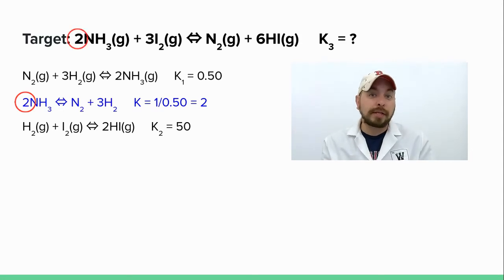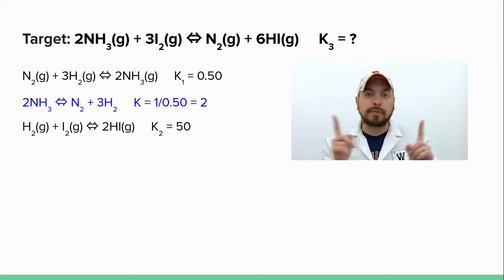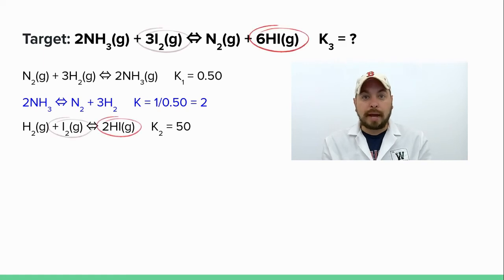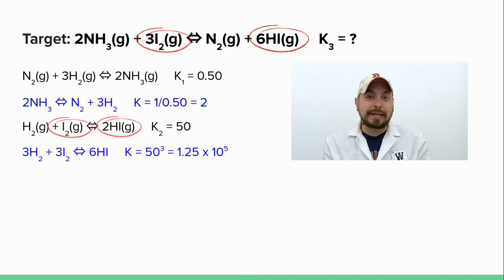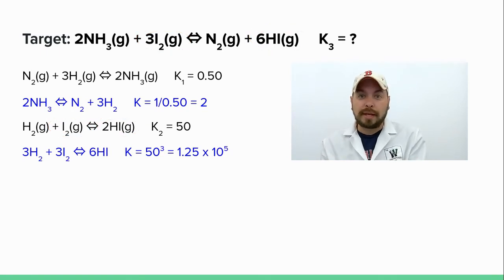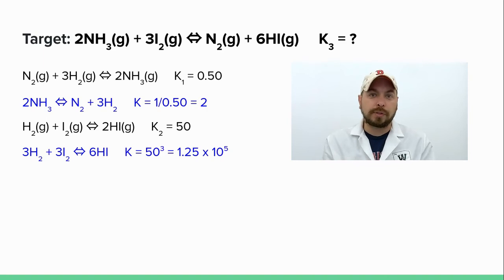So I don't need to manipulate the coefficient at all. All I'm going to do is take the reciprocal of the K value, and the reason is because, again, all I did was flip the reaction. Now, when I look at the second elementary step, I notice that the HI and the I2 are off by a factor of 3. I need to multiply that second elementary step by 3 in order to match the stoichiometry of my target. When I do that, I'm going to cube the K value of that elementary step.